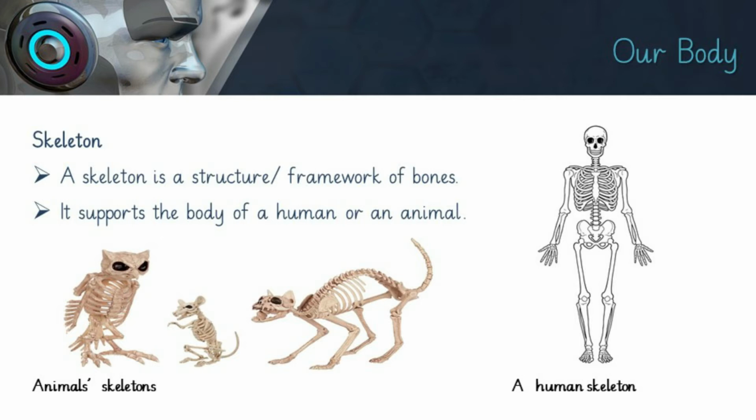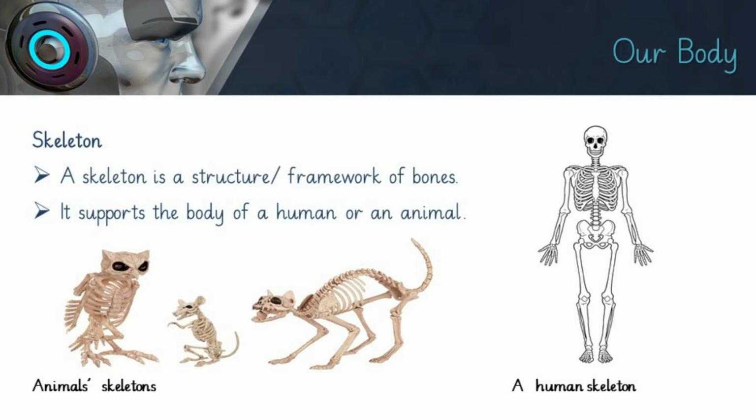So let's start with skeleton. What is skeleton? A skeleton is a structure or framework of bones. It supports the body of a human or an animal. If you look at the given pictures, we have different kinds of skeleton. A human skeleton and animal skeleton.